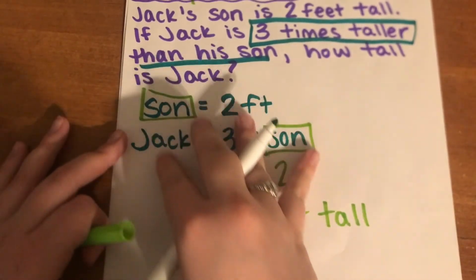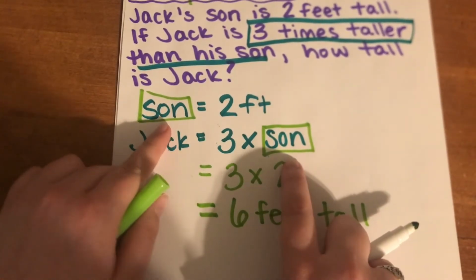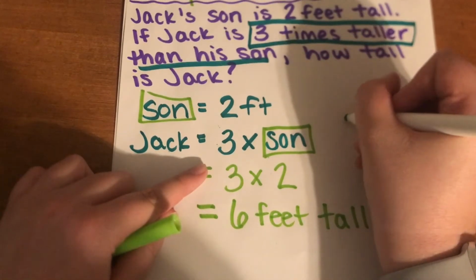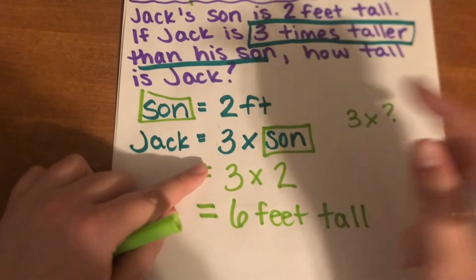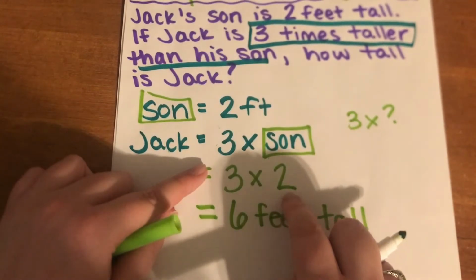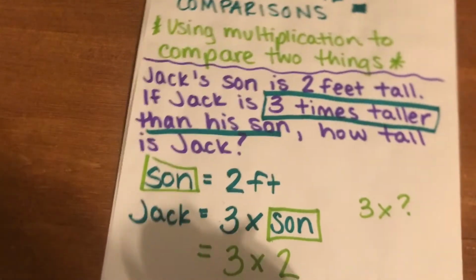It really helps to write out what you know, and then you can solve for what you don't know. This was my equation. My equation also could have been 3 times question mark. Okay, but I wrote son because that's what it said in the problem, and I was able to easily fill in that blank with information I already had. Let's look at another one like that.